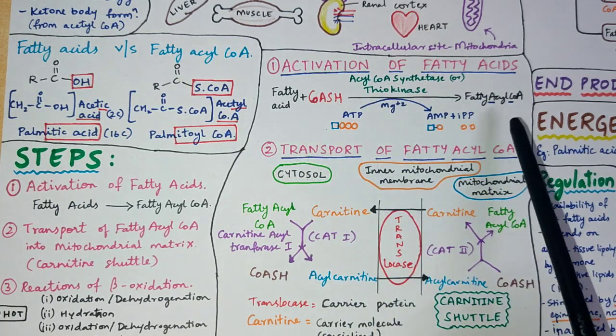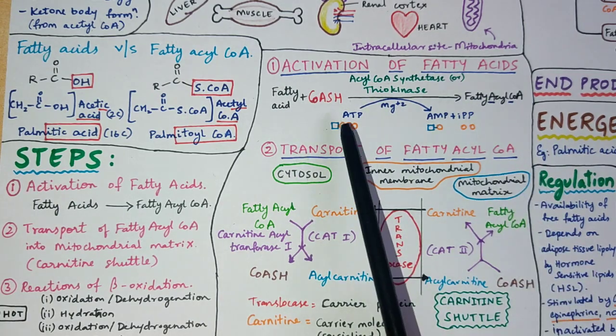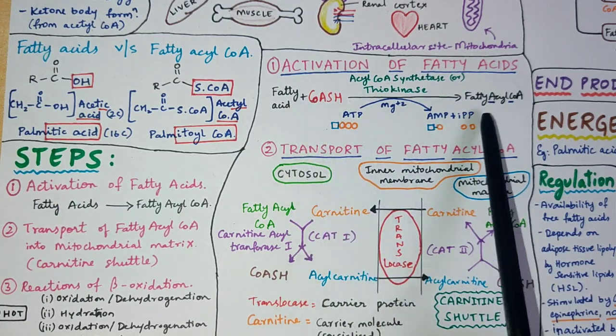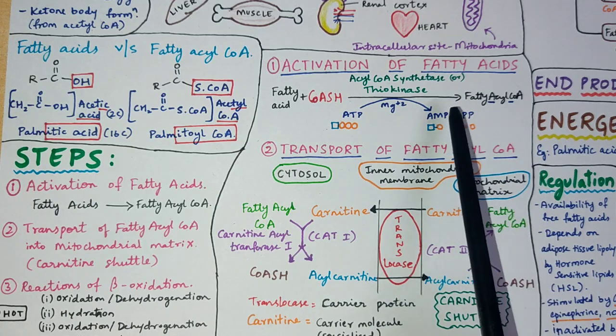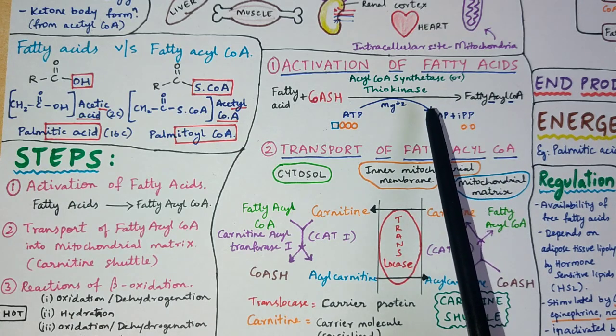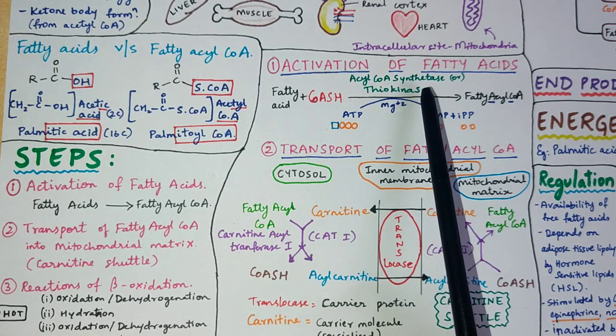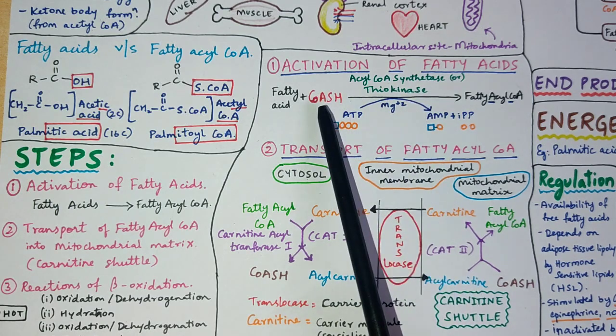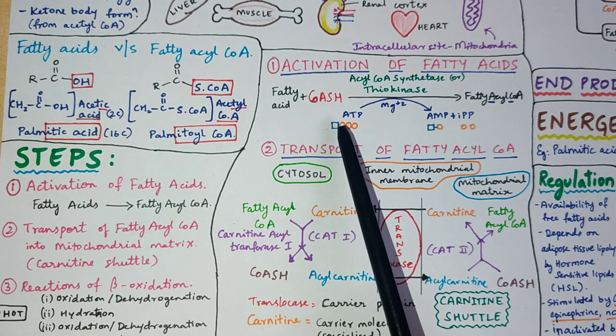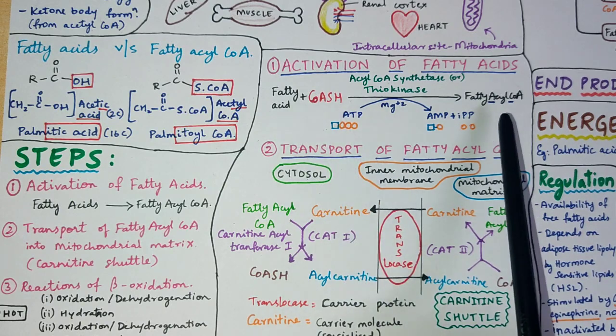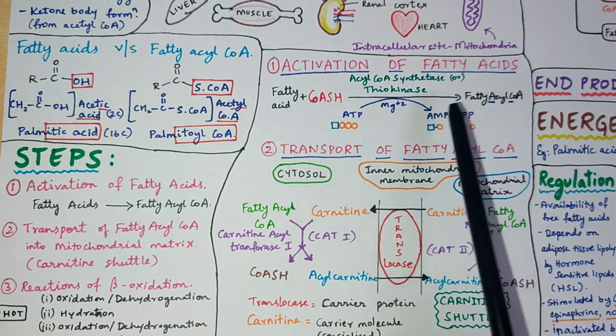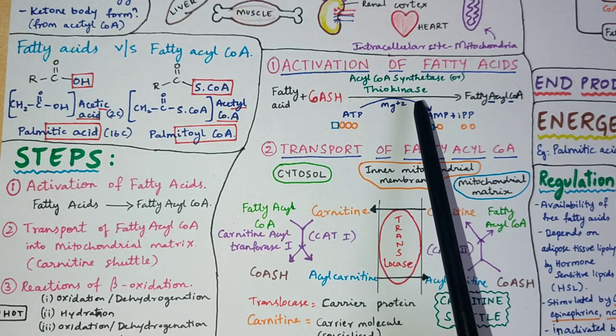Back to the story again. So how to convert fatty acid into fatty acyl CoA? There are two main questions arising here. One is, what is the enzyme used here, and how will the mother get the energy to convert fatty acid into fatty acyl CoA? Back to the first question, what is the enzyme used here?